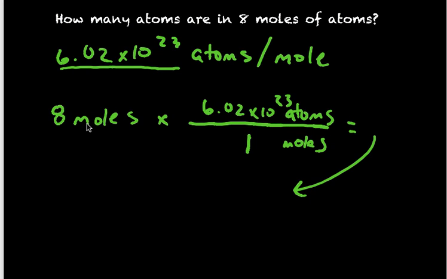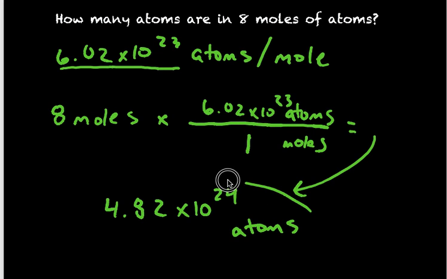Now the next step is you just multiply 8 moles by the 6.02 times 10 to the 23rd atoms. Put that in the calculator, and that will give you an answer of 4.816 times 10 to the 24th, or simplified to 4.82 times 10 to the 24th atoms. And that's your answer.